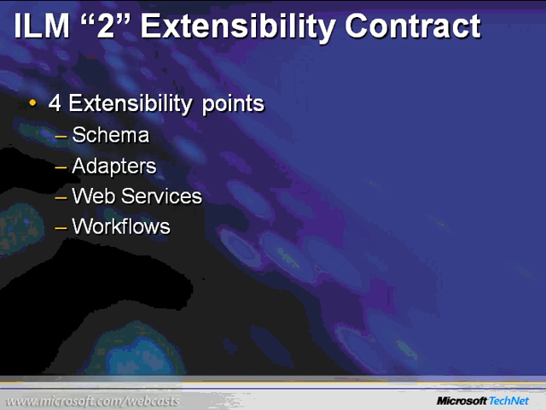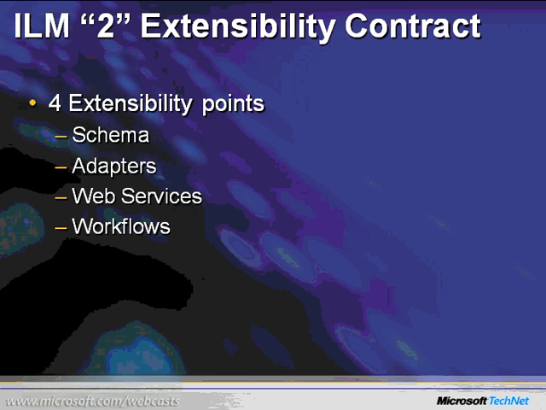Now, schema as an extensibility point means that you can, first of all, customize any object that we have shipped out of the box, so you can represent a person or a group, for example, in any way that makes sense to your business. And you can also extend the ILM schema to introduce new object types down the road that you want to manage with ILM2. Adapters or management agents as an extensibility point means that you can extend ILM to connect with any system in your environment so that you can actually begin exchanging data or information in those systems in ILM, so you can manage the information in those systems through ILM.